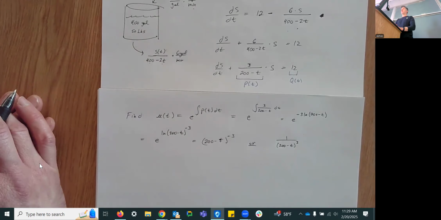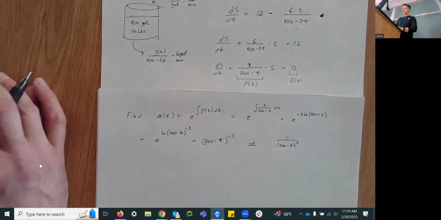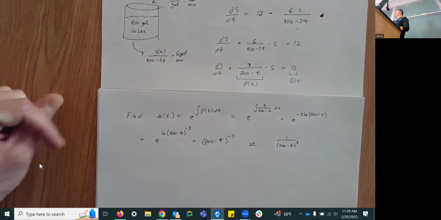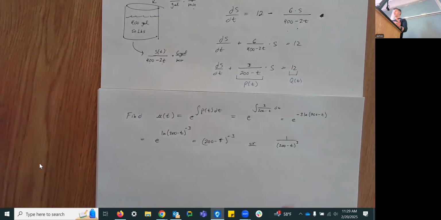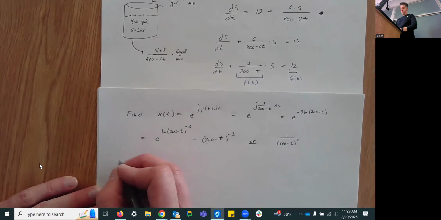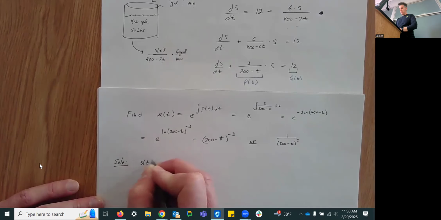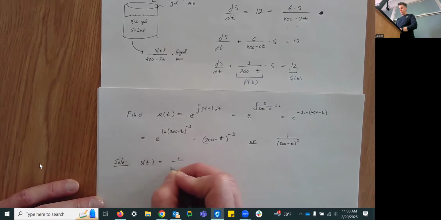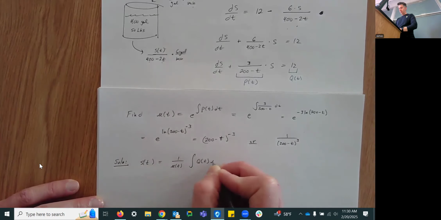All right. How much work do we want to show? Do we want to show all the steps? Not really. So reminder, if you don't want to show all the steps, that's fine, but you have to know what the end result is. So we know that our solution here is going to be that S of t is equal to 1 over mu of t times the integral of q of t times mu of t.